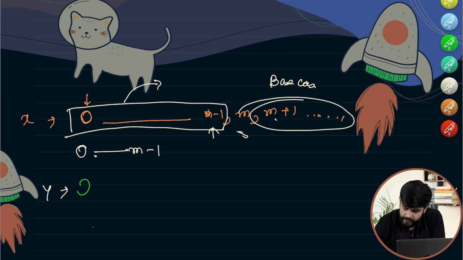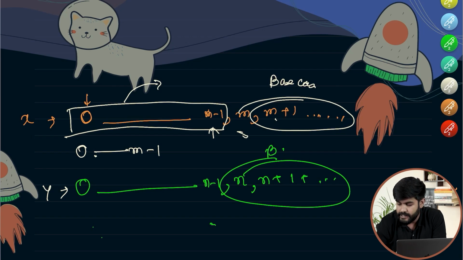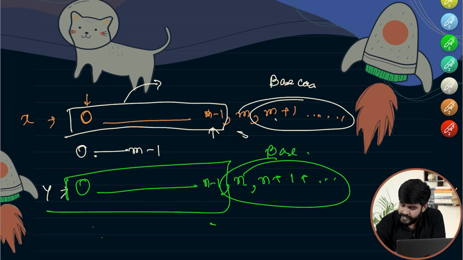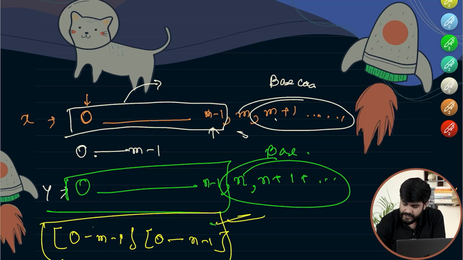Y would be the same. Y can either be 0 or the maximum value would be n minus 1. If it is n or greater than n, it would be handled by the base case. So just have the lowest and the highest values. So now we can see that we have the lowest value of x as 0 to m minus 1, and the highest value of y as 0 to n minus 1. So see, we can just hash this in a 2D array.